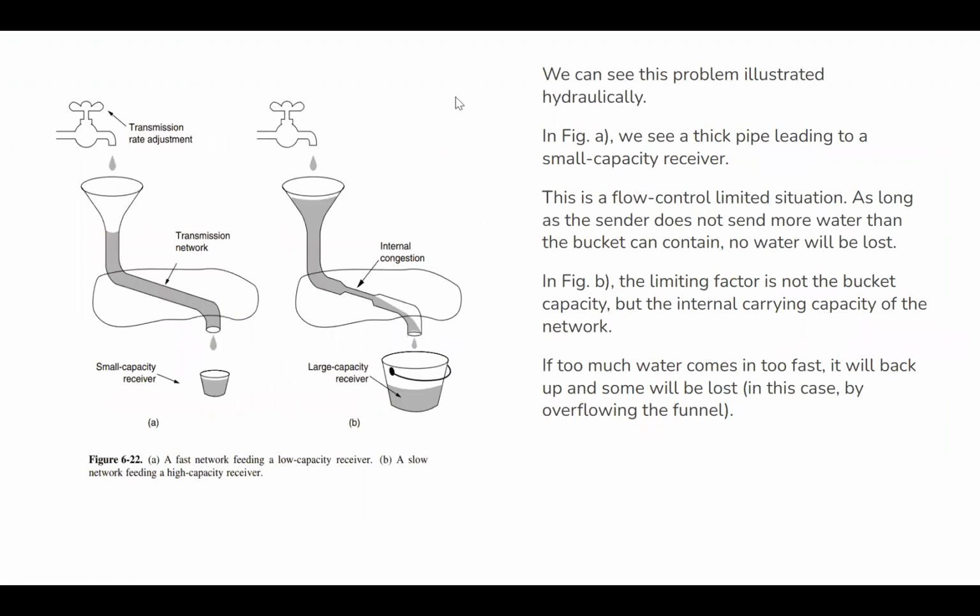To talk briefly about the difference between these two, we can see the problem illustrated hydraulically, right? In this figure, we can see a thick pipe leading up to a small capacity receiver right here. This is a flow control limited situation, which is one of the ones we just saw before. As long as the sender does not send more water than the bucket can contain, no water will be lost. In figure 2, the limiting factor is not the bucket capacity, but the internal carrying capacity of the network. So if too much water comes in too fast, it will back up and some will be lost. In this case, it would overflow this funnel.